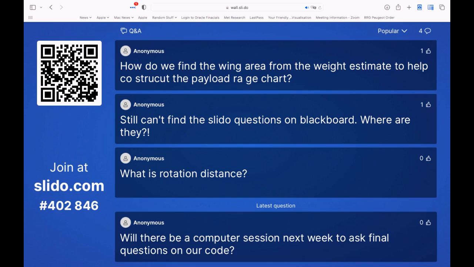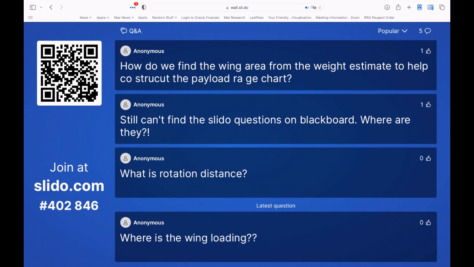81 tons is roughly how many kilograms? 81,000 kilograms. I use my computer as a calculator, and I got 794,338.65 newtons. Okay, so one significant figure, that's 800 kilonewtons. So if it's 5 kilonewtons per meter squared, 800 divided by 5 is 160. 160 square meters. That's how big your wing area is.